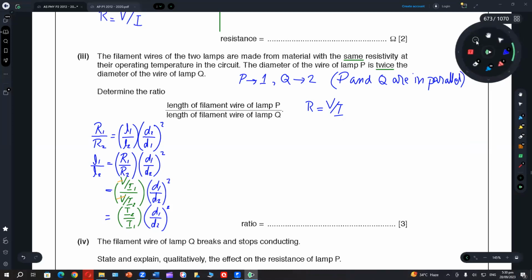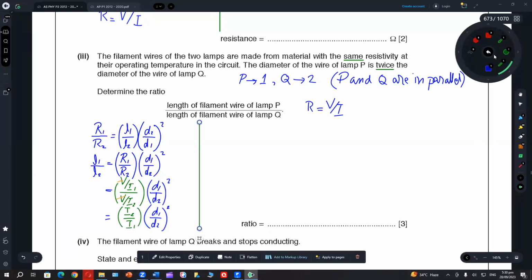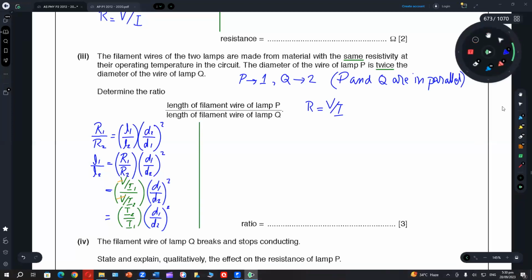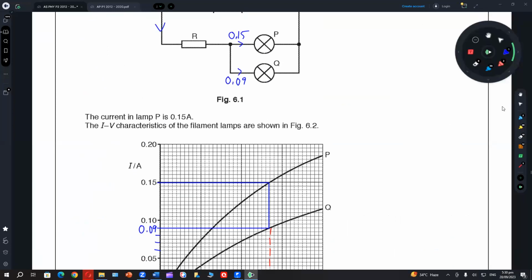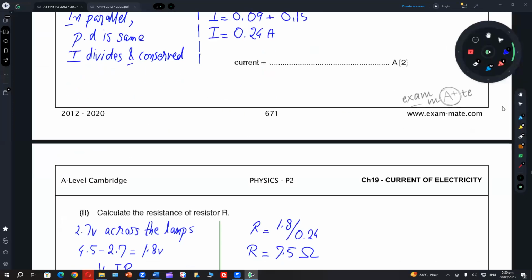If you have joined back, you can look at the steps I have done. And if you have any query, you can ask. And we are making a ratio L1 upon L2, I2 upon I1, current Q upon current P. Q was having 0.09 upon 0.15.